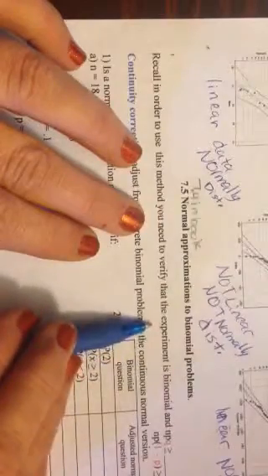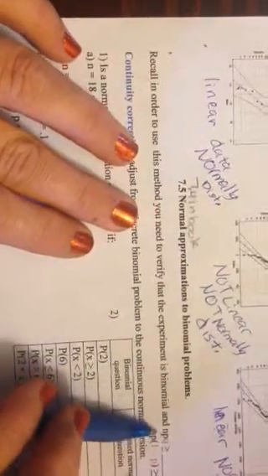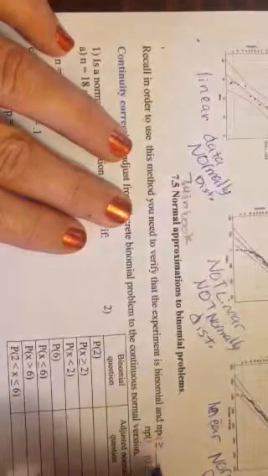Then normal approximations to binomial problems is 7.4 in the book. To recall, in order to use this method, you need to verify that it is a binomial experiment, and that n times p times q has to be greater than or equal to 10. This is the same formula, it's just saying q is 1 minus p. It's no different. The continuity correction adjusts from the discrete binomial problem to the continuous normal version. That's what we're going to do right here.